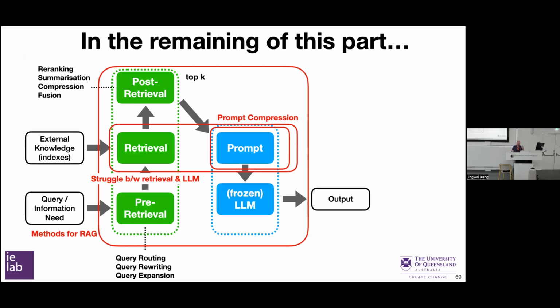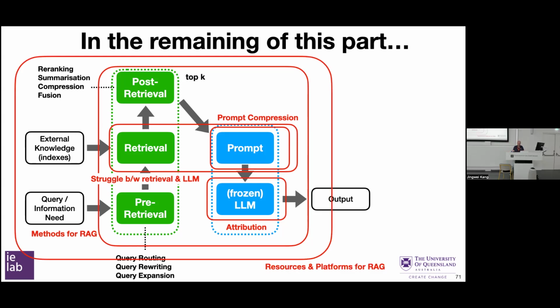I wanted to talk about the struggle between the evidence you get at retrieval and the evidence your model has learned and encoded in its parameters. I wanted to talk about attribution. The fact that you are not interested only in generating an answer, you're also interested in grounding that answer on evidence you retrieve and telling the user that you generated the answer because here is the origin information. So you want to cite. And then I wanted to talk about resources and platforms for RAG.